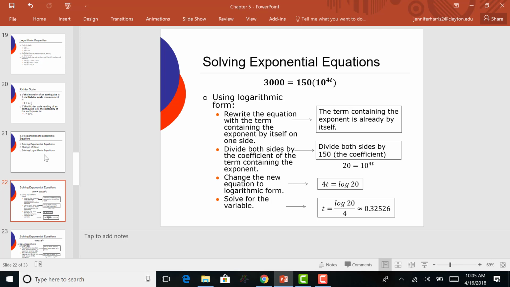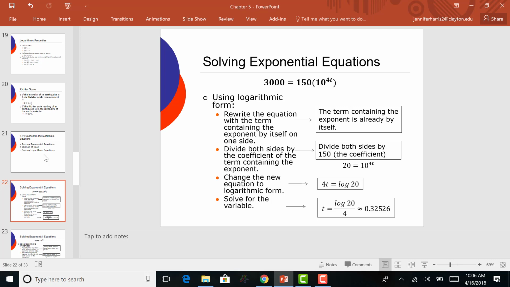All right, step one. We have to divide both sides by 150. So that's gonna be your step one, to divide by 150 on both sides. Why am I doing that? Because I need 10 to the 4t power by itself. That's my first goal, because the goal is to get t by itself, right? So I'm doing little pieces at a time.